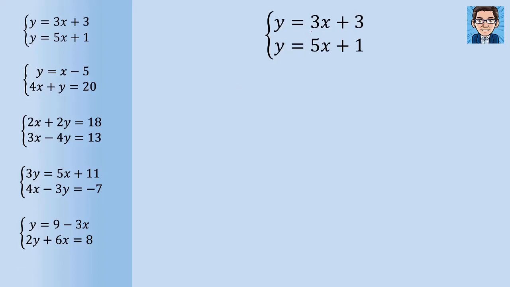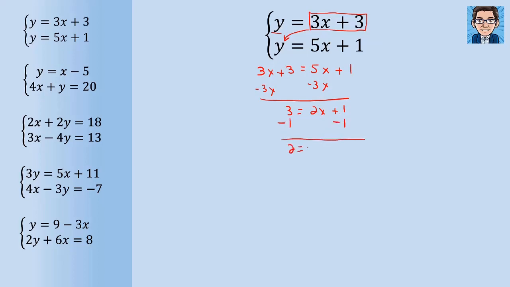On the first equation, y is equal to 3x plus 3. So we can take 3x plus 3 and put it in for y into the second equation. That would get us 3x plus 3 equals 5x plus 1. Then we can subtract 3x from both sides. We get 3 equals 2x plus 1. Subtract 1, 2 equals 2x, so x equals 1.